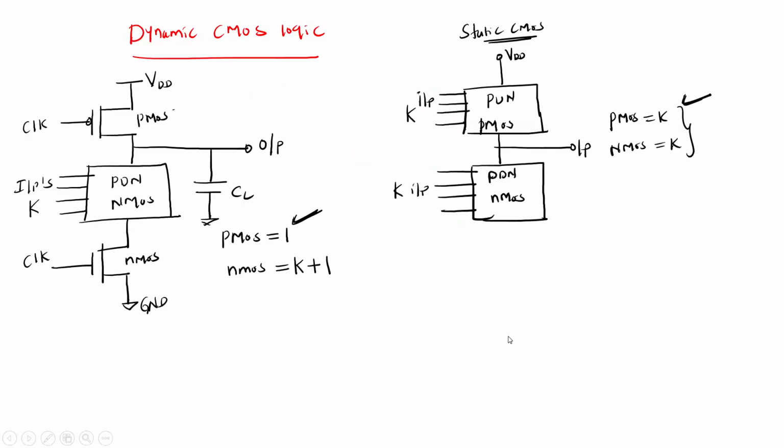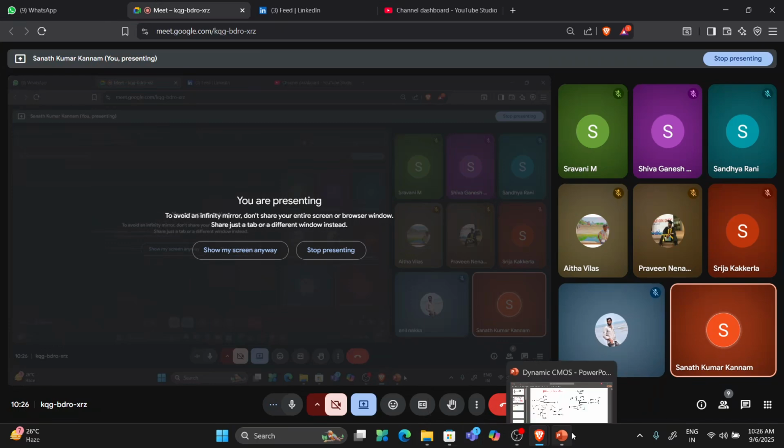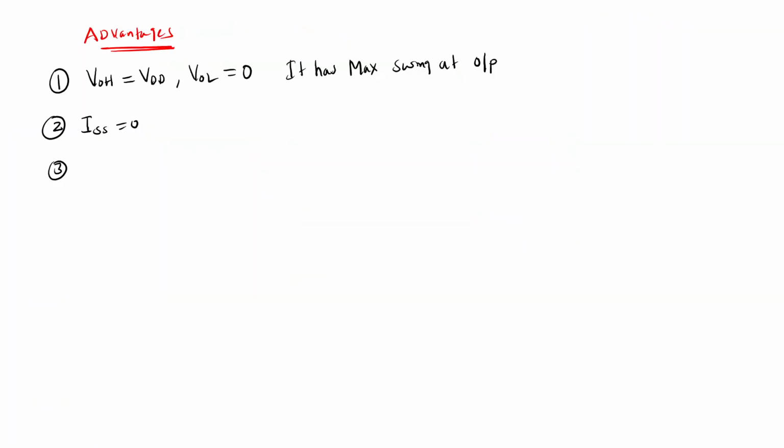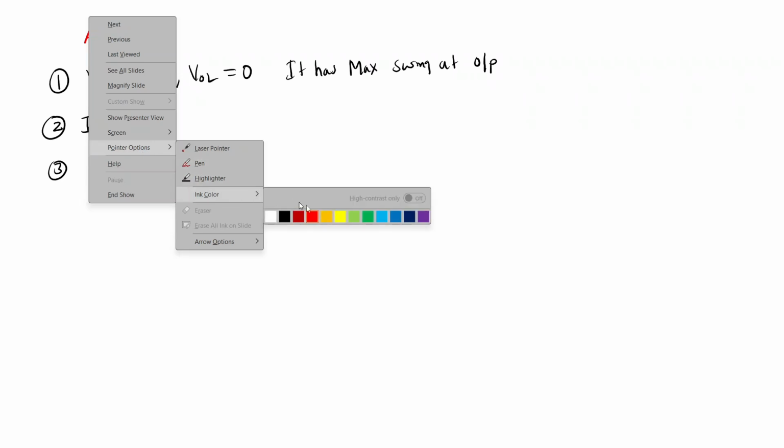So for dynamic CMOS, you have how many PMOS? Only one PMOS. But for static CMOS, you have K PMOS, since K inputs are there. I think my voice is audible. Okay. So here I can write the advantages. It has only one PMOS, which means switching will be less compared to static CMOS.